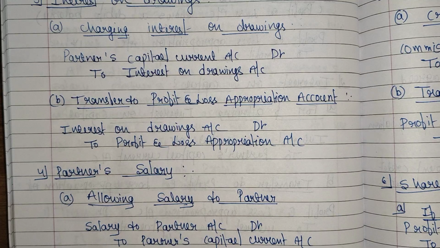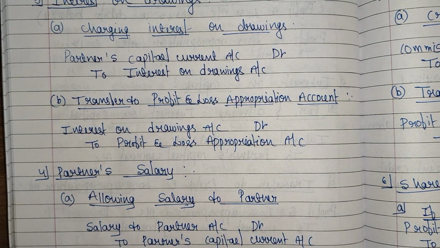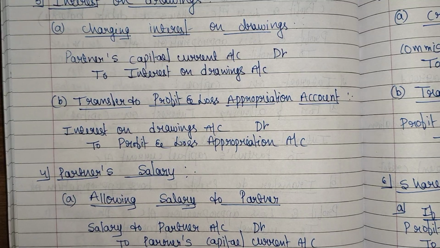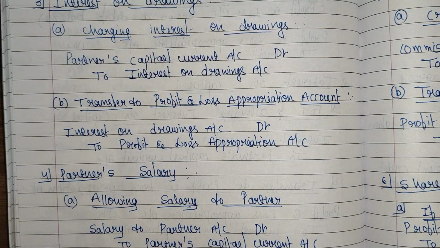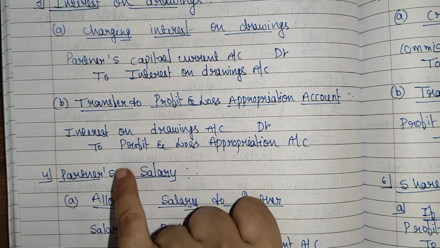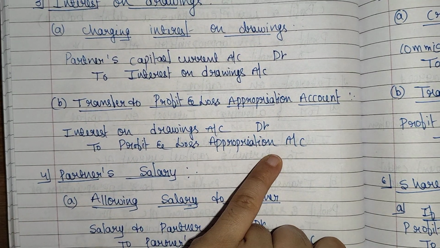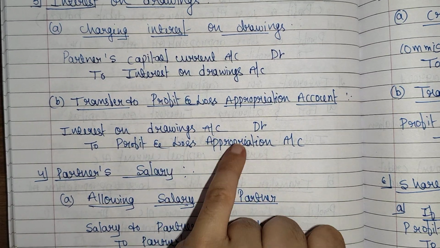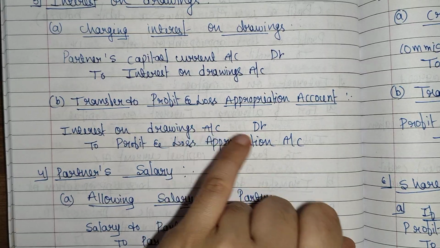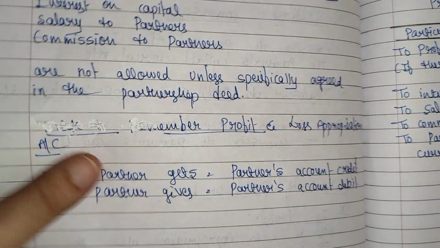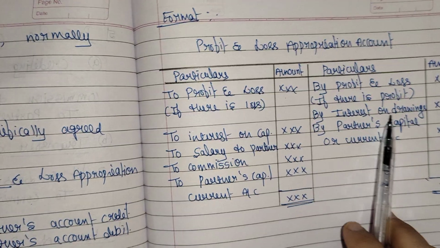The partners withdraw money for personal use, and interest is charged on drawings. Interest received from the partners increases the firm's profit. Clear? Interest on Drawings Account debit to Profit and Loss Appropriation Account means that under the Profit and Loss Appropriation Account, interest on drawings is credited. See here, by interest on drawings.